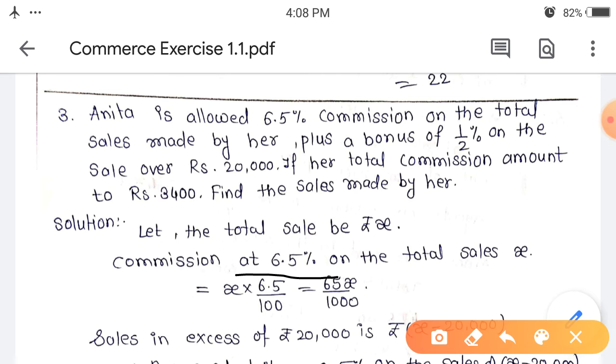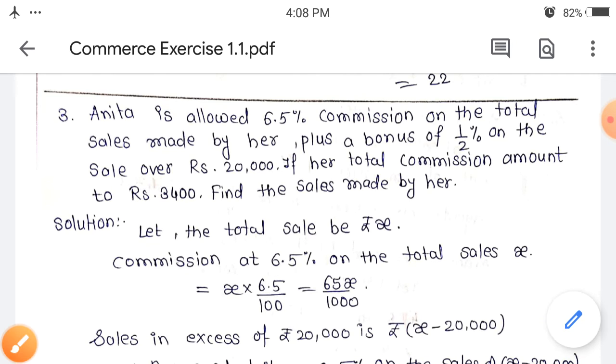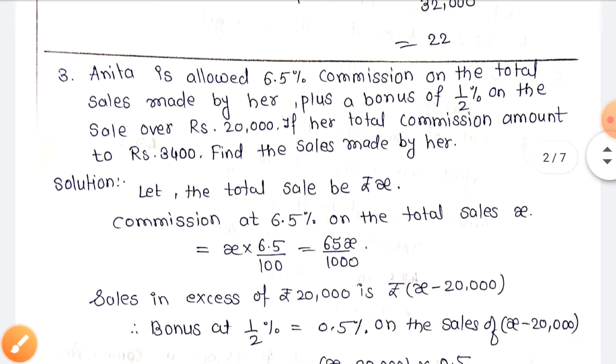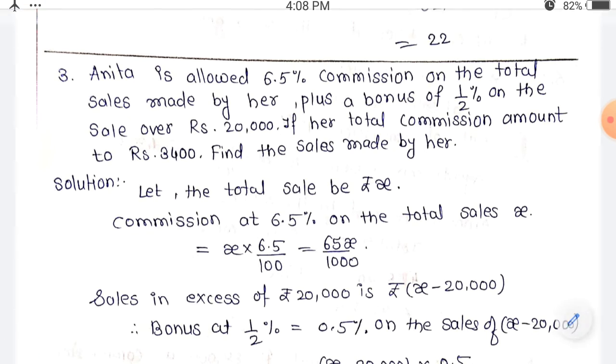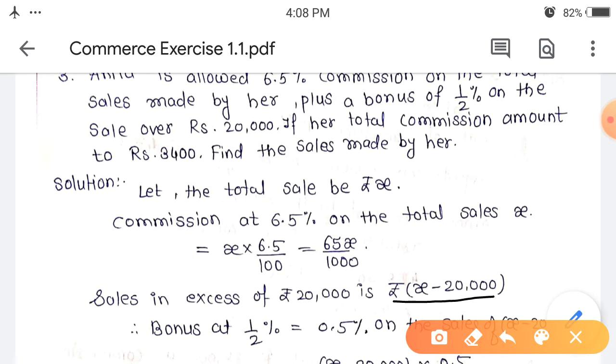6.5% commission on total sale. We consider here x. So how much is it? x into 6.5 upon 100. So 65x upon 1000. Just rearrangement of the term. We shift this decimal to the RHS, here 0 included. Okay. So the sales in excess of 20,000 is x minus 20,000.